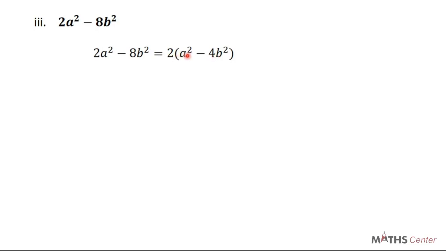So we have a squared minus 4b squared. Now we can work on what is in the brackets in such a way that we have a difference of two squares. So let's continue.